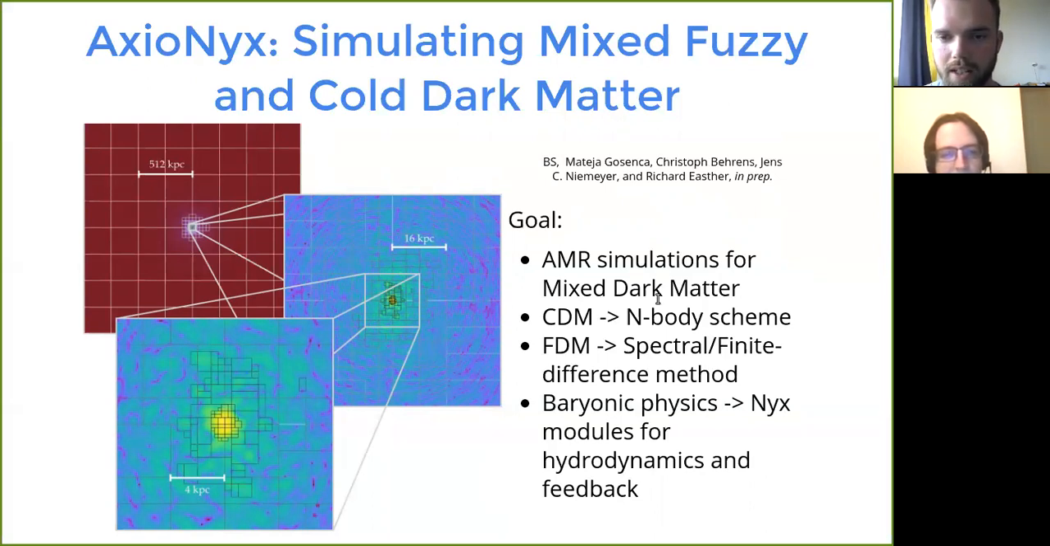So what is the goal of this code? So it's again adaptive mesh refinement simulations for mixed dark matter. The cold dark matter part we just evolved by the n-body scheme already implemented in NUX. So there we didn't have to do anything. And then for fuzzy dark matter, we implemented a spectral method on the root grid, which is periodic and uniform, and therefore a spectral method is the most efficient way to evolve the root grid. But then finer levels are not periodic anymore, and therefore there we use a finite difference method.